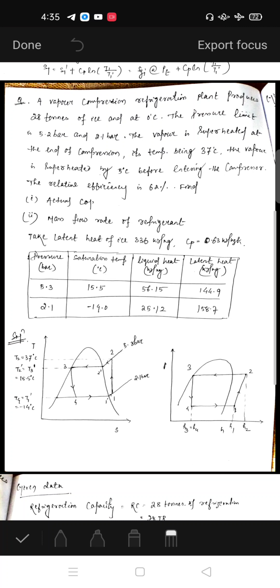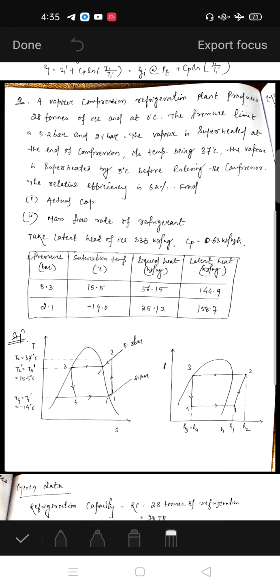The vapor is superheated by 5 degree centigrade before entering the compressor. The relative efficiency is 62%, and you have to find the actual COP and the mass flow rate of the refrigerant. Take the latent heat of ice as 336 kilojoule per kg, and the Cp is 0.63 kilojoule per kg Kelvin.